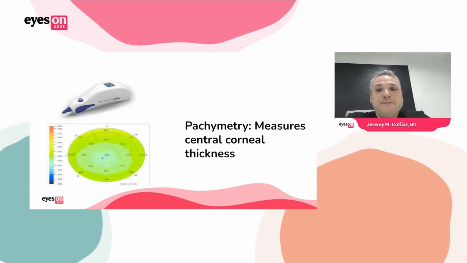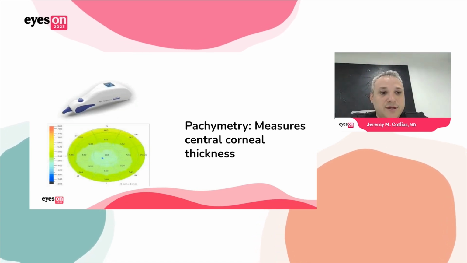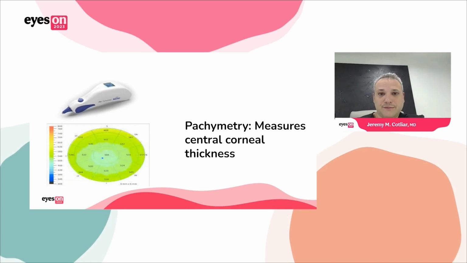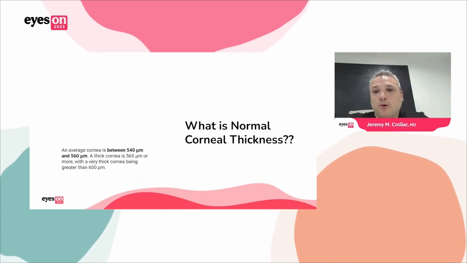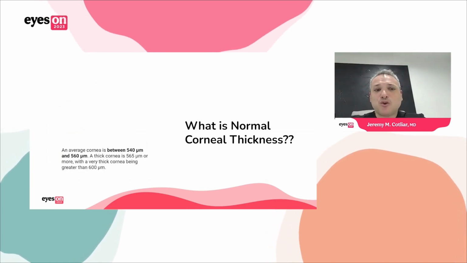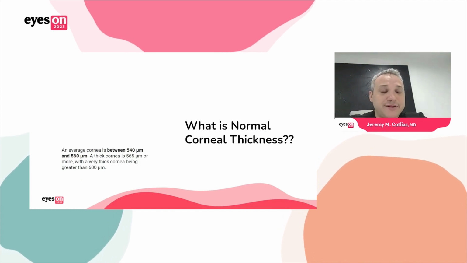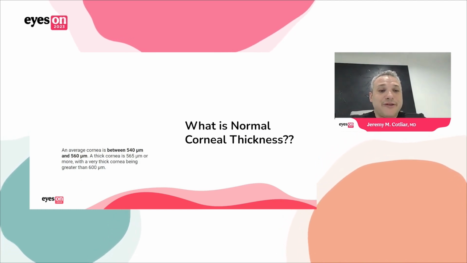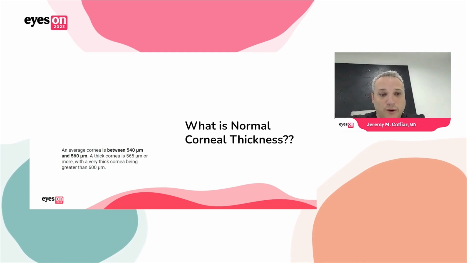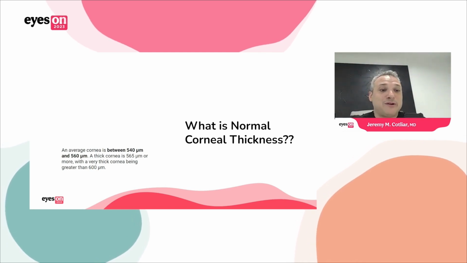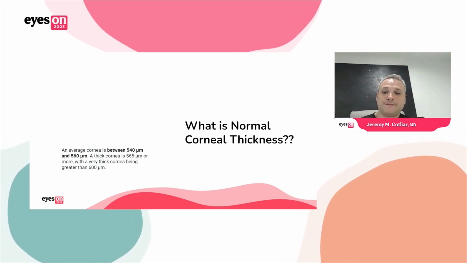Now, pachymetry. This measures the central corneal thickness. So what is normal corneal thickness? An average cornea is between 540 microns and 560 microns. A thick cornea is 565 or more, with a very thick cornea being greater than 600 micrometers.